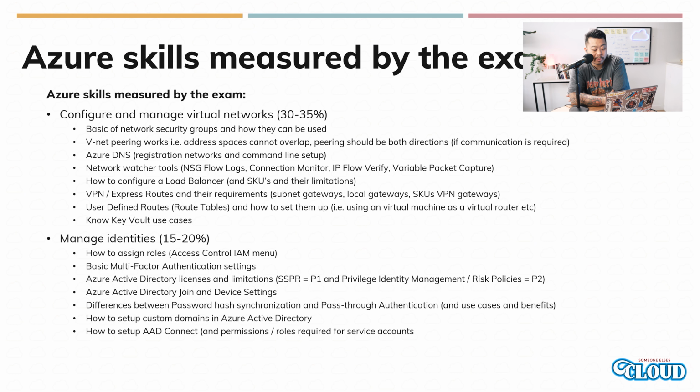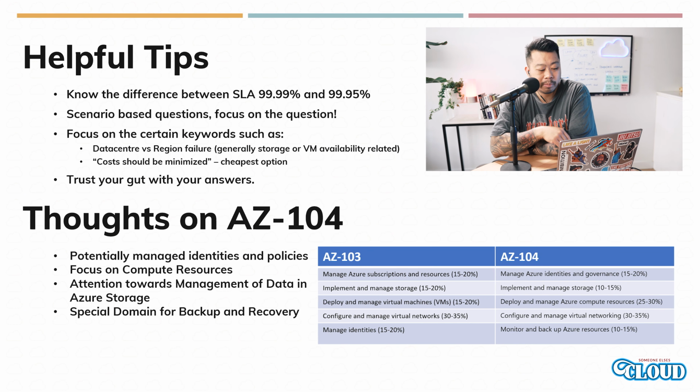Know how to set up custom domains in Azure Active Directory. I actually registered and configured a domain myself. So, using TXT records to validate custom domains. So know that. And know the access you need to actually set up the AAD Connect services. I believe it's global admin for AAD and then enterprise admin for the on-prem AD. So just some tips along the way.